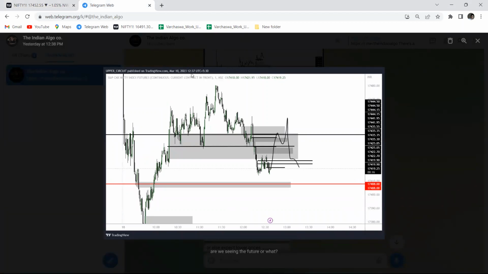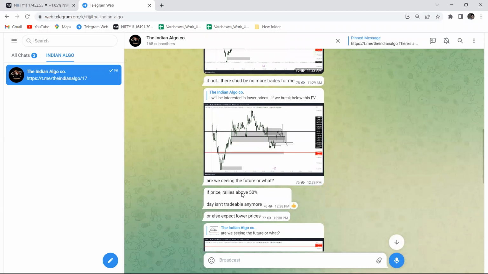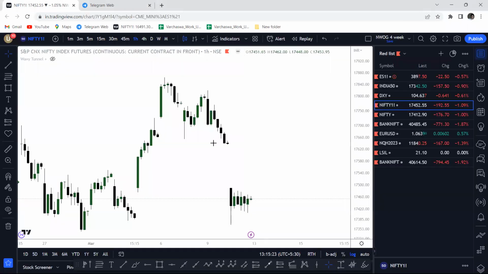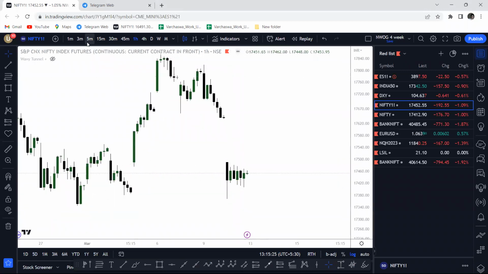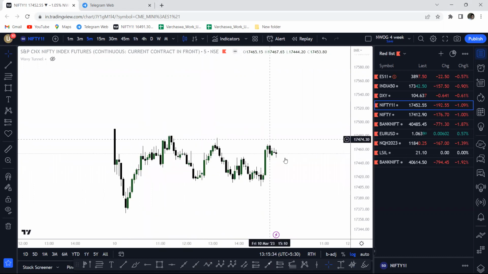So if you see, this was updated around 12:37, the price spiked up. Sorry, I was expecting a spike up, and then if you can see, what did I mention? If price rallies above this 50% right here, the day isn't tradable anymore. Right here, this candle spiked up at 12:40. So at 12:37 we updated: price breaks above this, the day isn't tradable anymore. There were still trades around here, but after this takes place, the day is not tradable anymore, and this is what you need to understand.